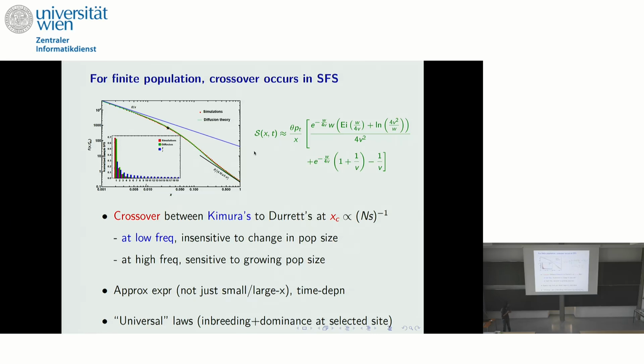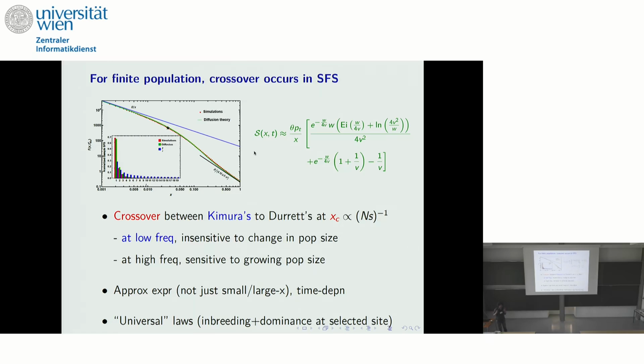The solution over there is approximately given by this expression. Here you have a green line, which is my expression, and red are the simulation results for certain parameters, and it works quite well. So that's the formula. But what is it teaching us? This shows that the SFS, this quantity of interest, has a crossover from Kimura's result, which decays as 1 by x at low frequencies, to 1 by x square, which is Duret's result at large frequencies. And this crossover occurs at 1 by ns.